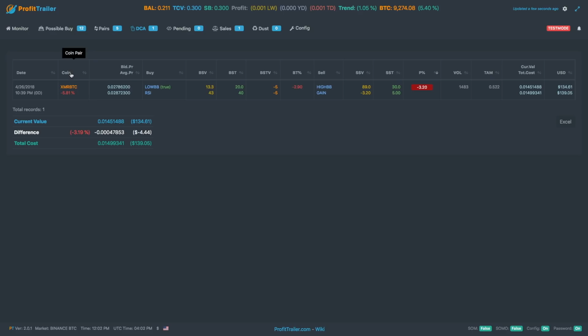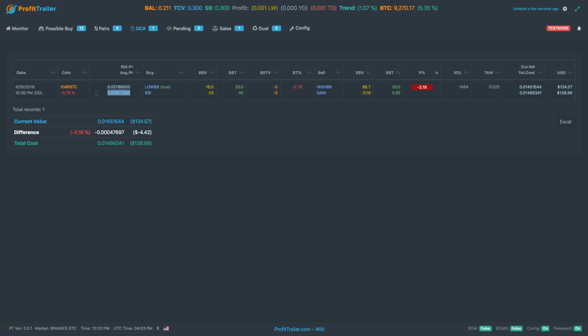The next column, coin pair. This is pretty self-explanatory. It's your coin pair, and the line right below it shows you the percent change in price over the last 24 hours. The third column you have here is your bid price versus average price. Bid price being the top line, average price being the bottom line. Now, the bid price is how much the order book is willing to pay for your coin right now. So this is the top buying offer on the buying order book for this particular market.